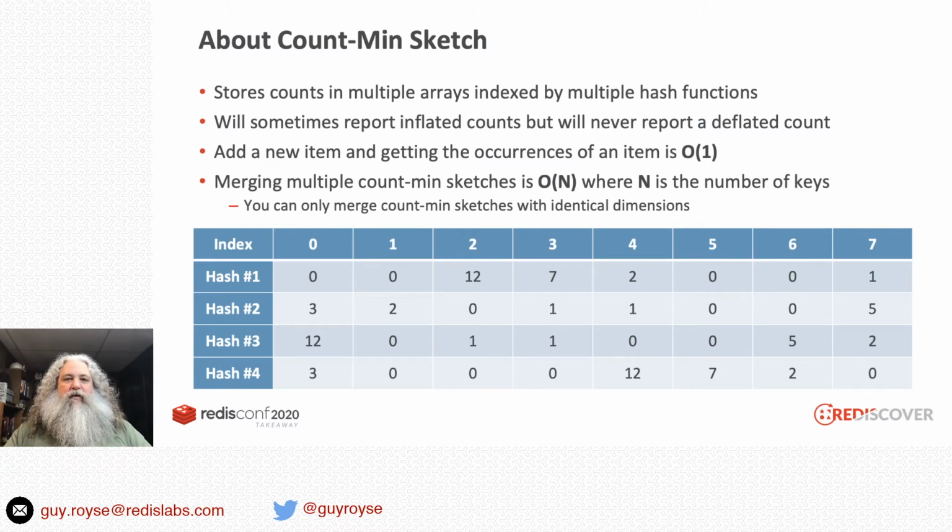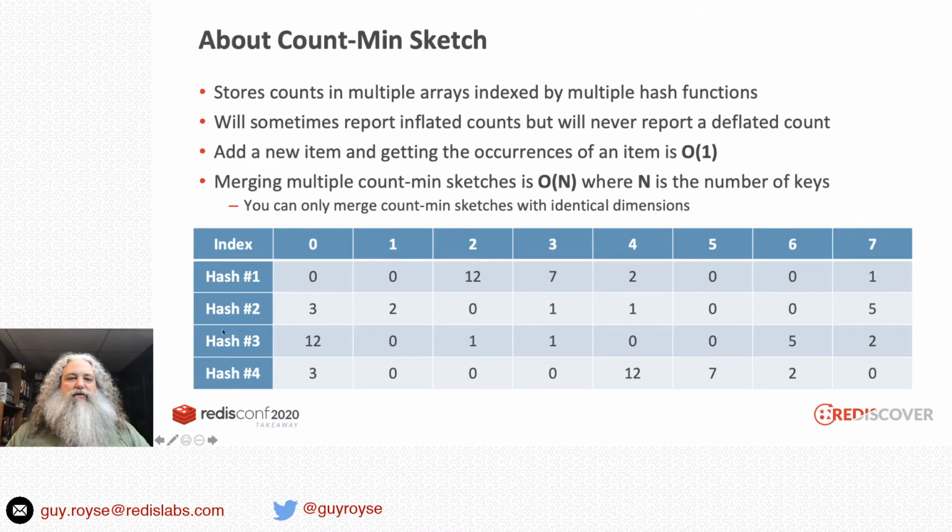And so these numbers can sometimes be higher than they're supposed to be, but they'll never be lower than they're supposed to be. When you go to get the count out of it, you just go through every hash that matches your string, and you just get the minimum count in this table. So that's why it's called a count min sketch. You're counting the minimum count in this sketch.